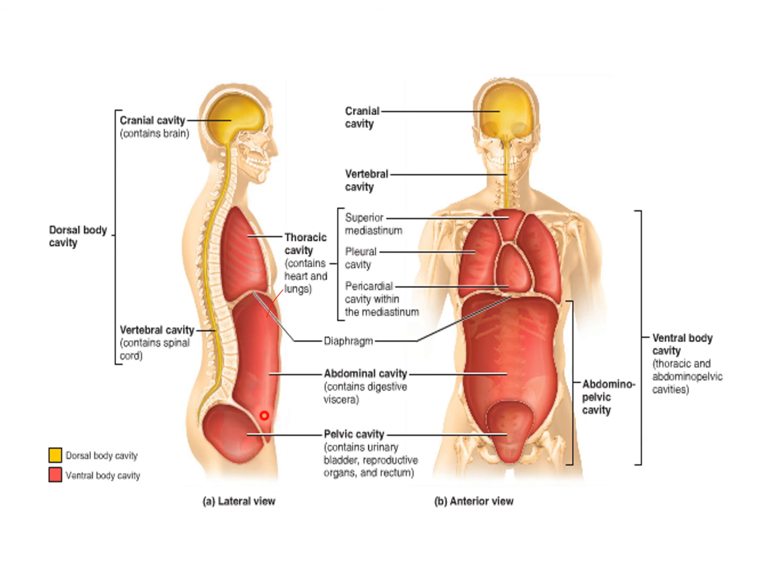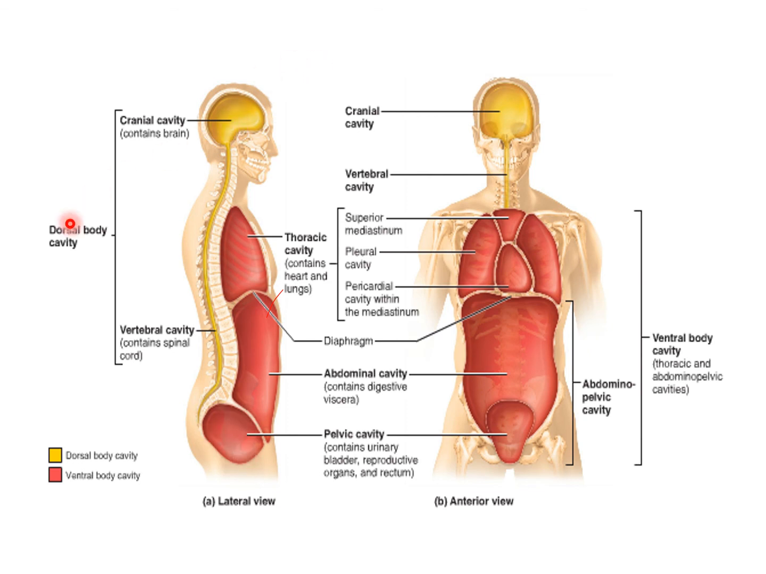The structures that you find in the abdominopelvic cavity include the digestive system, appendix, the kidney, the colon. And then you have the pelvic cavity, which contains the urinary system, which includes the bladder, and the reproductive organs, also the rectum.